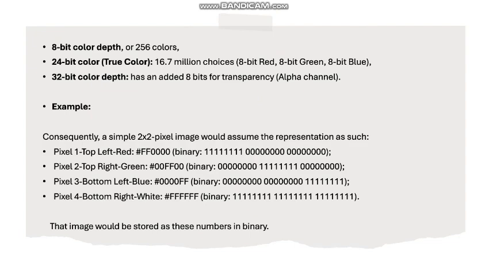8-bit color depth, or 256 colors. 24-bit color, 16.7 million choices. 32-bit color depth adds an extra 8 bits for transparency. There are a few examples for all this in this slide.